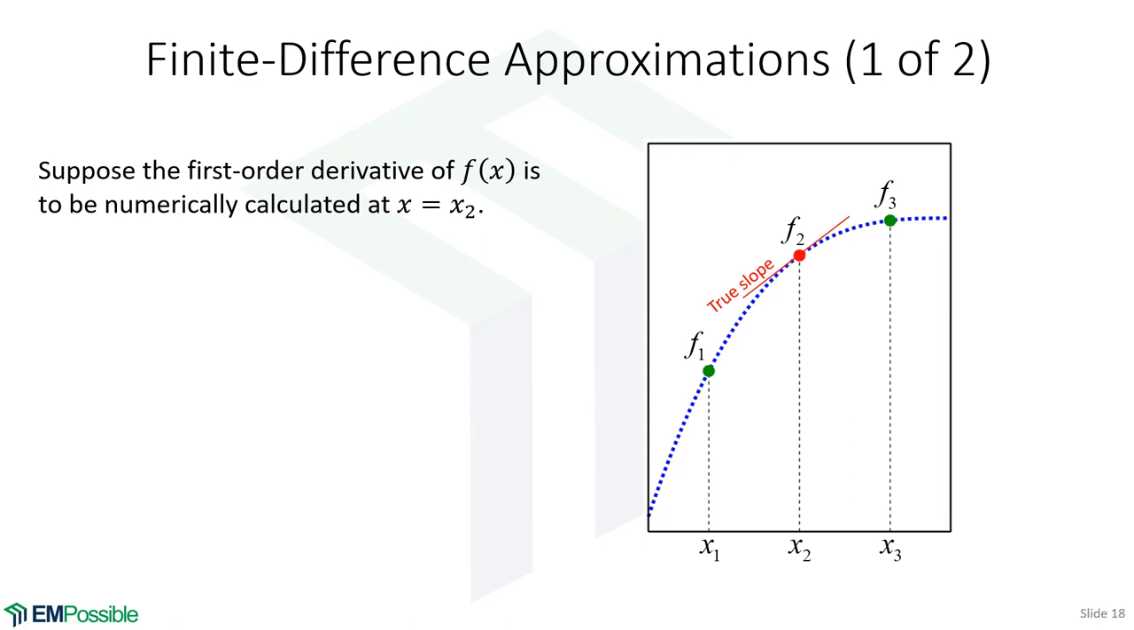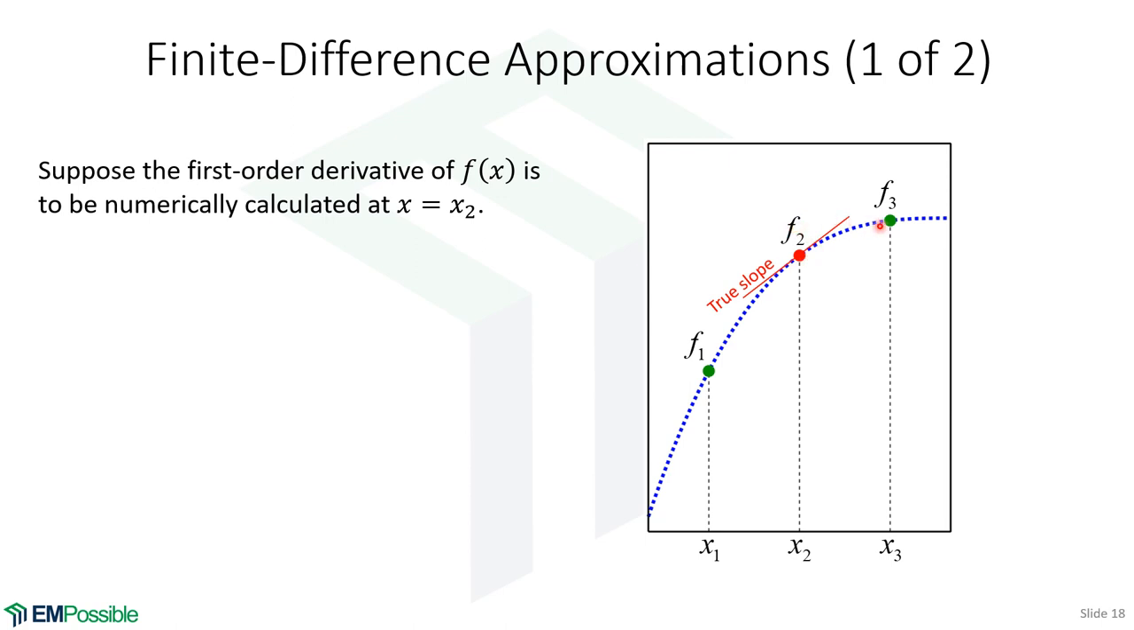We need finite difference approximations because we have a differential equation to solve that has derivatives in it, and we only have discrete functions. So somehow we have to learn how to calculate derivatives when we only know the function at discrete points. So what we're showing here is a function, and I'm only showing three discrete points here at x1, x2, and x3. And I'm showing a function value that we calculated at x1, we'll call that f1. A function value we calculated at x2, we call f2.